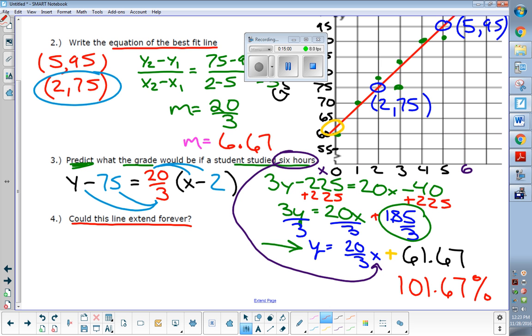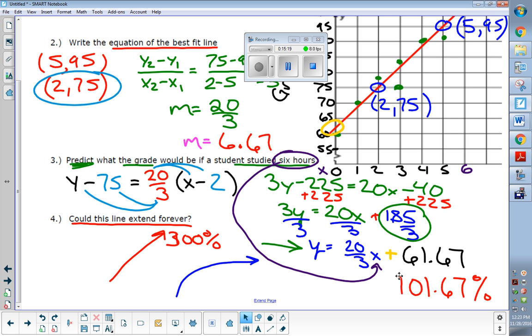Hopefully you're saying no. If your line keeps going up and up, eventually you're going to hit like 300% if you studied for, whatever, 45 hours. Well, that's not realistic. You're not getting a 300% on your test. So maybe this line made sense for a while, but eventually it's going to flatten out, and you're not going to get above 100% because you can't get bonus on every test. But that's the idea. It helps us to model and predict what's happening in the future.